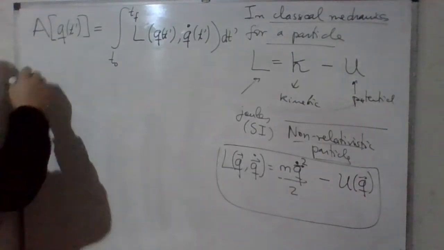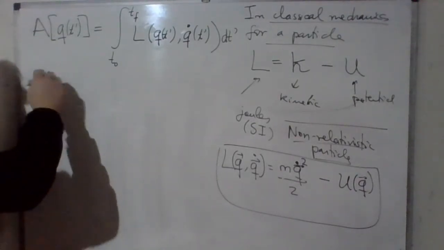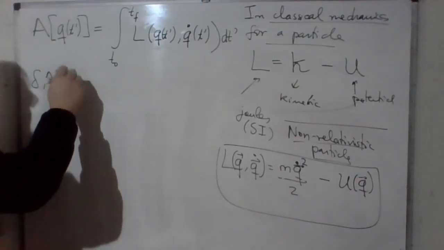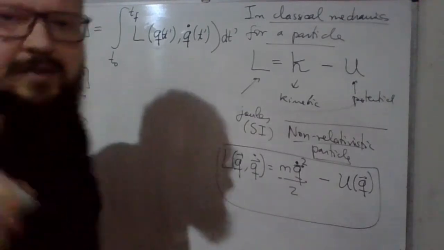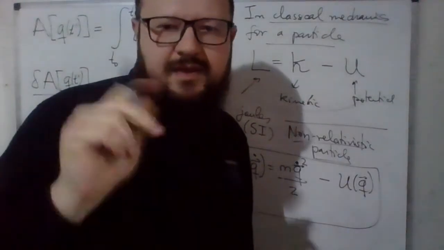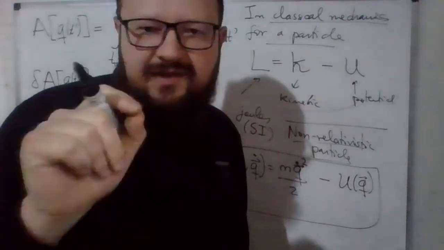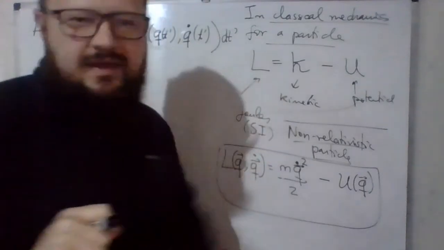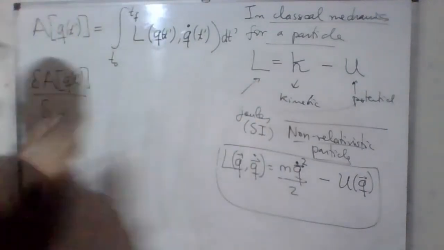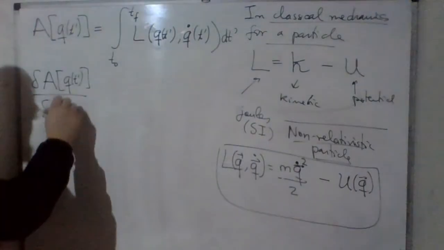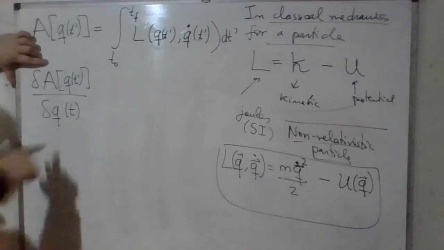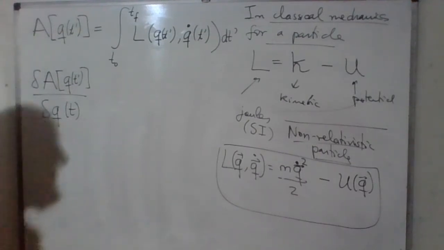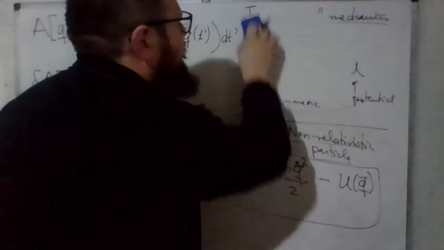So what we need to do is extremize this action, always remembering the constraints. I cannot vary the end points, okay? The initial and the end point. I cannot vary that. So I am calculating the functional derivative with respect to this, right? And now we use the definition.